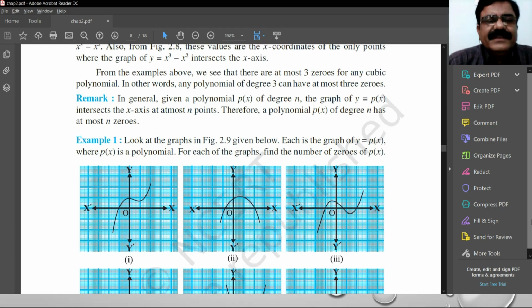In general, given a polynomial p(x) of degree n, the graph of y equals p(x) intersects the x-axis at most n points. Therefore, a polynomial p(x) of degree n has at most n zeros.